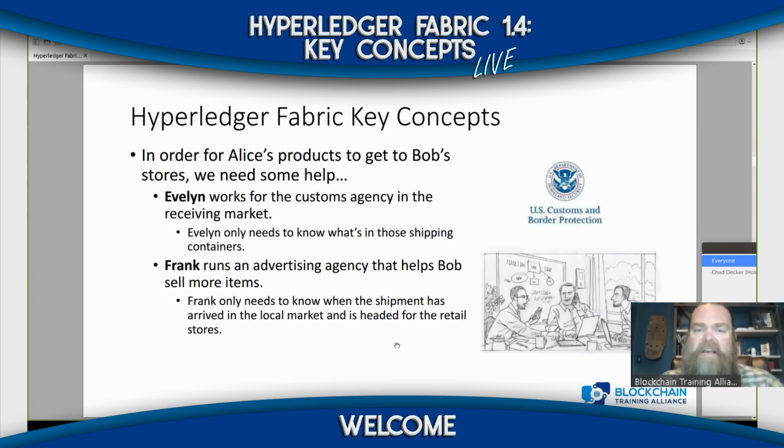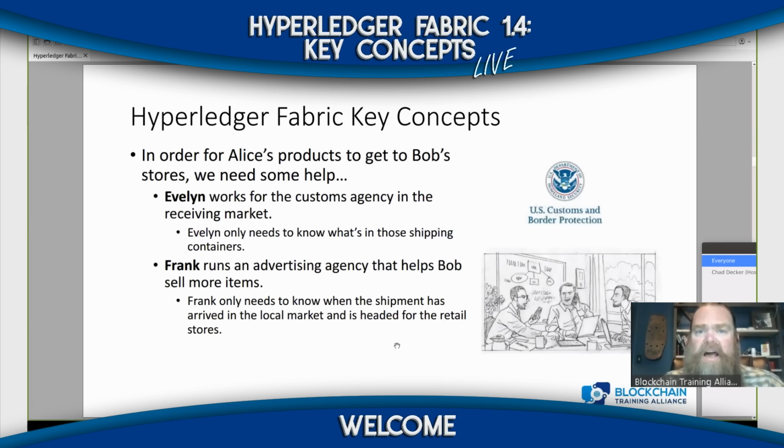All right, let's add in a couple more participants and then we'll see how this all fits together. Our next participant is Evelyn. And Evelyn works with the Port Authority. She works with the Customs Agency here in the receiving market in the US. And just like Charlie and Diane, Evelyn also only needs to see a subset of information. She doesn't need to see the whole set of information. Evelyn just needs to know what's in those shipping containers.